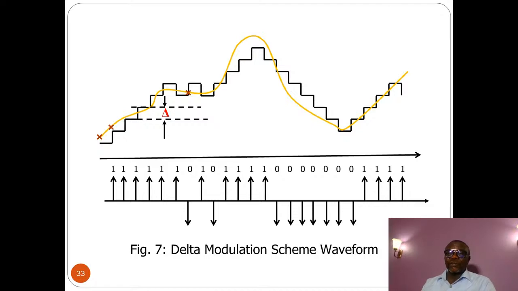The next one becomes higher than the previous one. It continues to mark it 1. So at the end of the day, you see that for delta modulation, this string of ones and zeros will be what will be transmitted, just as we saw in the PCM.